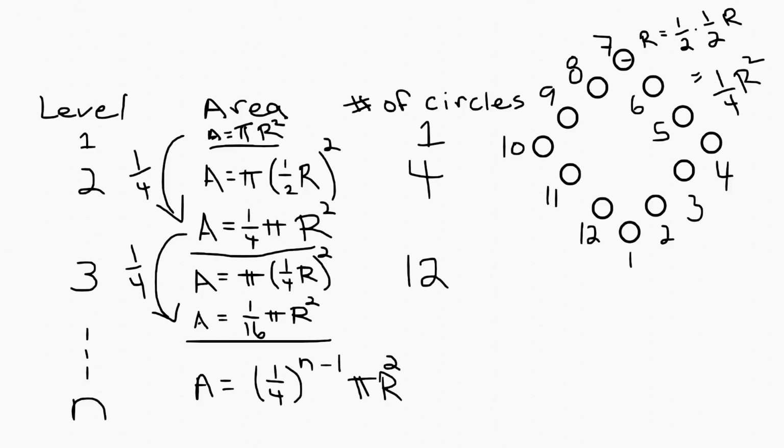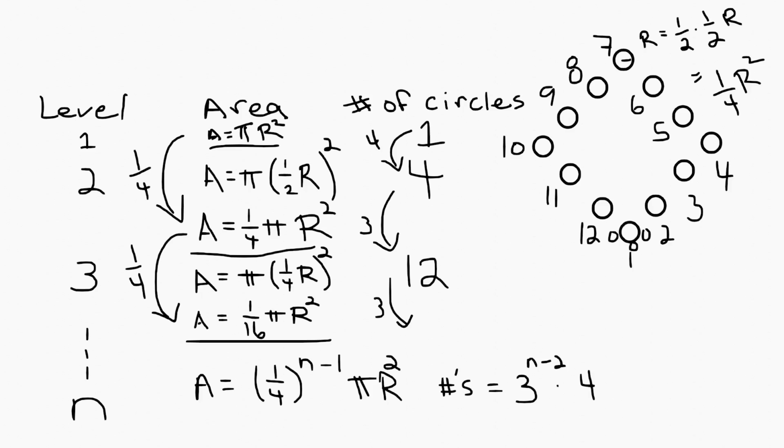Now, the number of circles on each level is a little bit more tricky to see. Going from level 1 to level 2, I have my big circle, and then that big circle grew 4 little circles, so that's going up by 4. But then after that, each circle only grows 3 because it's already touching 1. So it'll go from 1 to 4, and then those 4 circles grow 3 circles each, so we'll go from 4 to 12, and then each one of those 12 circles will grow 3 more circles. So we would go from 12 to 36, and so forth and so on.